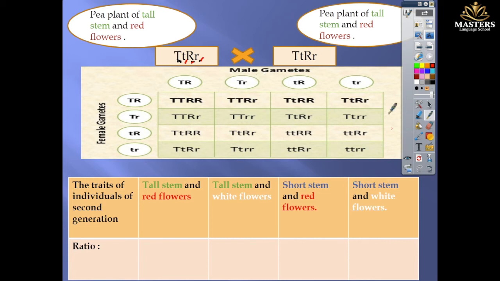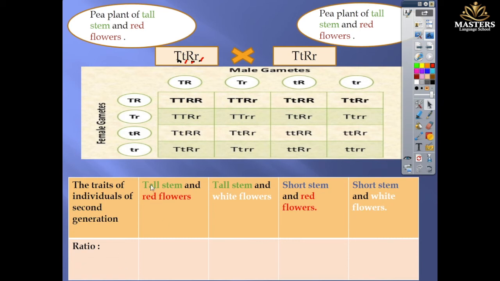Okay? So we will have a table of 16 cells. Male gametes above, female gametes at the side. It's very easy and very simple. Make a table like that. Write on the table the following: the traits of the individuals of the second generation. What about the traits of the individuals of the second generation and their ratio?